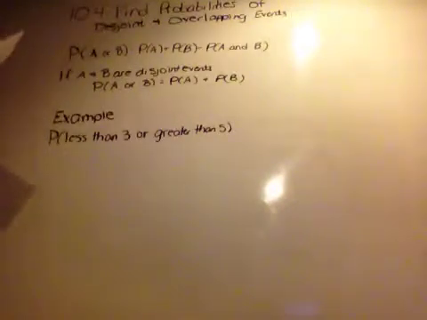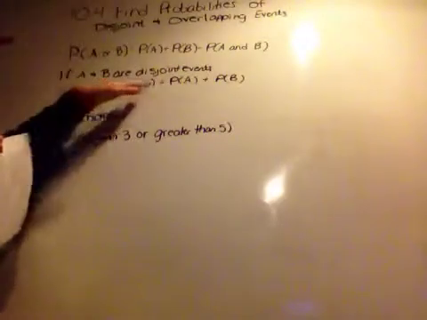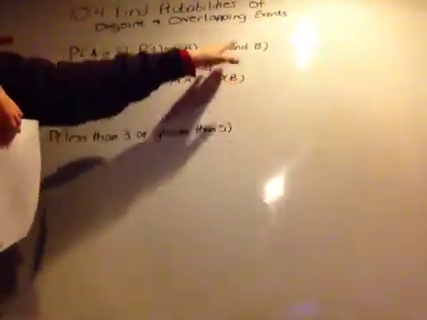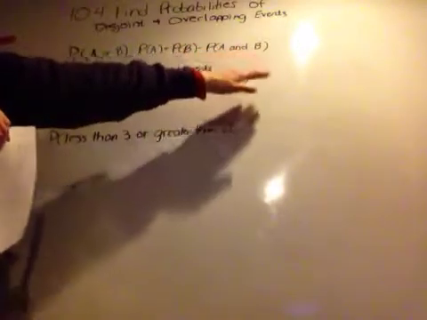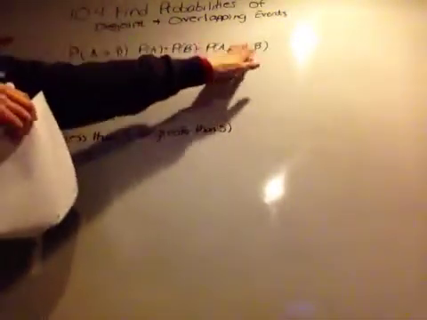However, if A and B are disjoint events, then to find the probability of A or B, we're going to find just the probability of A plus the probability of B. We don't have to worry about subtracting anything off because there are no outcomes in common, so the probability of A and B is going to be 0.